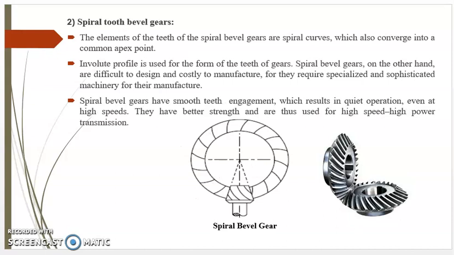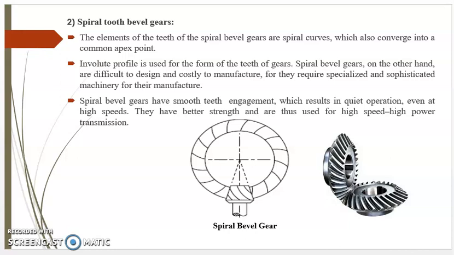Spiral tooth bevel gears. The elements of the teeth of the spiral bevel gears are spiral curves which also converge into a common apex point. Involute profile is used for the form of the teeth of gears. Spiral bevel gears, on the other hand, are difficult to design and costly to manufacture, for they require specialized and sophisticated machinery for their manufacture.